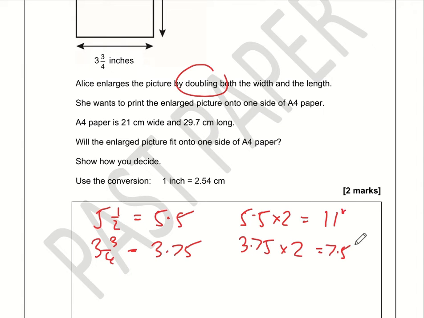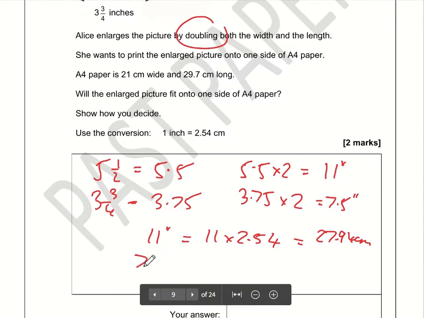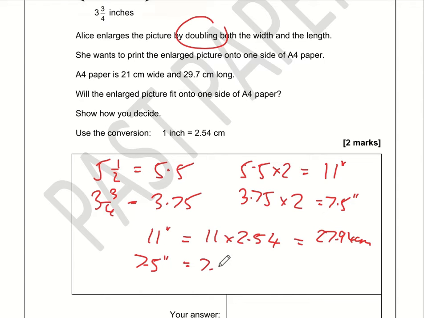Now these are inches, and we're trying to convert these into centimetres. So 11 inches is going to be 11 multiplied by 2.54, which is 27.94 centimetres. 7.5 inches is 7.5 lots of 2.54, and that is 19.05 centimetres. So if we double it, this is what the dimensions are in centimetres.